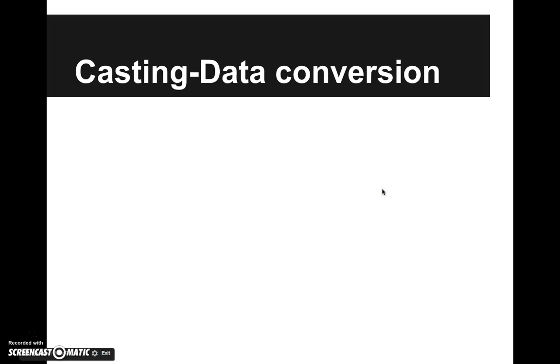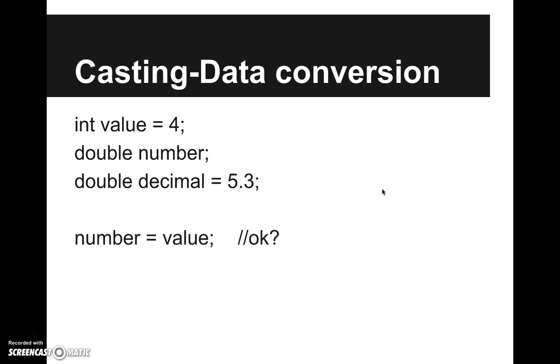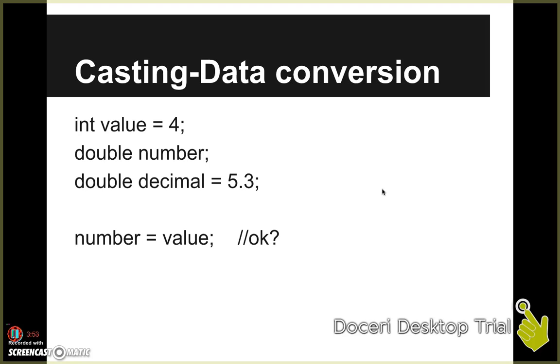This is new, so this is a new topic. This is data conversion. So let's say we have values that are ints, and then we have a double, and then we have a decimal that's set to 5.3. So we're allowed to take number and set it equal to value. So we can be more precise, and that's okay. So this has the ability to basically be 0.0, and give it a value, we get 4.0. We just add that numerically, it's no different than 4. We're allowed to do that.